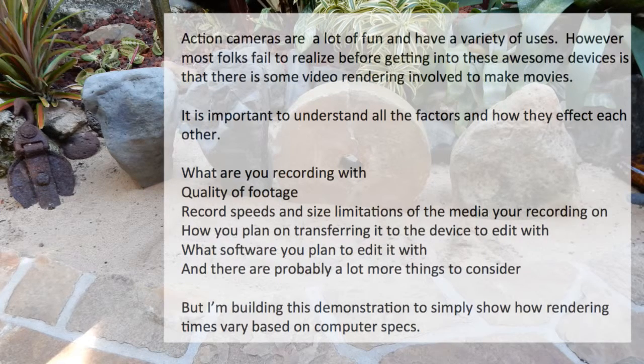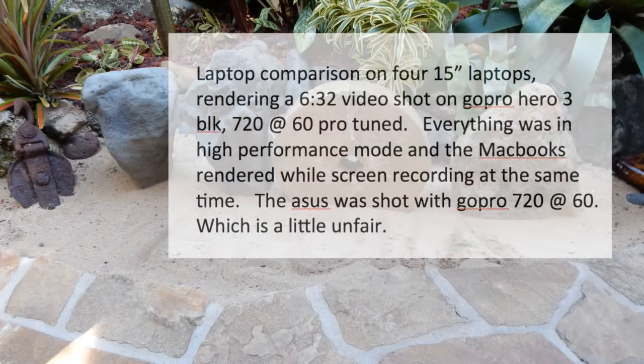So with that being said, we're going to talk about what we've got going on. We've got a comparison on 4 15-inch laptops, rendering a 6-minute and 32-second video shot on a GoPro Hero 3 Black, 720 at 60 frames per second. Everything was in high performance mode, and the MacBooks rendered with screen recording. For the sake of the demonstration, that's what you're going to see in the video. But I do have actual times without it running the secondary task and just the raw numbers, and that's really what counts. But it's kind of fun to see how all that comes together.